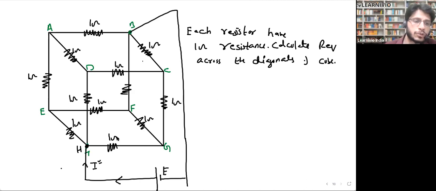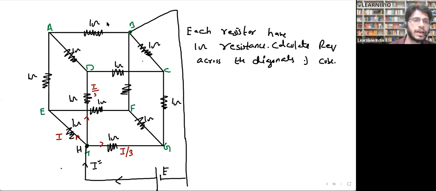So how much current will pass through this 1 ohm resistor? Not I. See, I is coming and dividing into 3 equal parts. So this will be I by 3, this will be I by 3, and the current through this resistance is also I by 3. So this current divides into 3 parts, each I by 3.